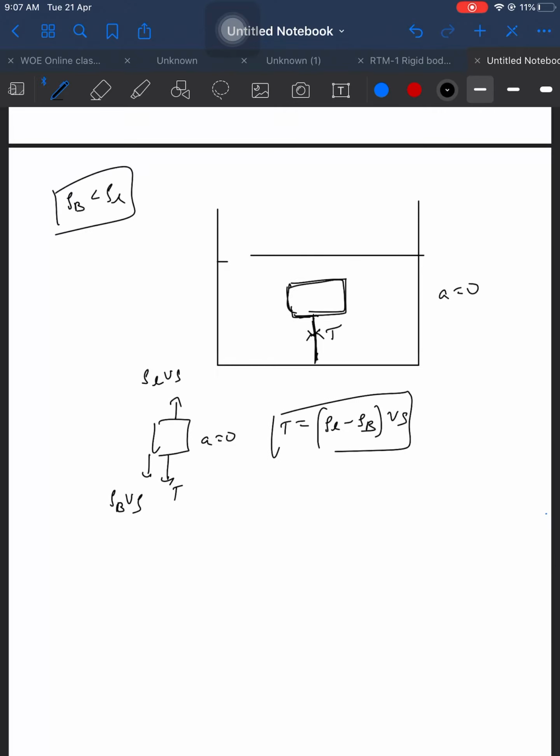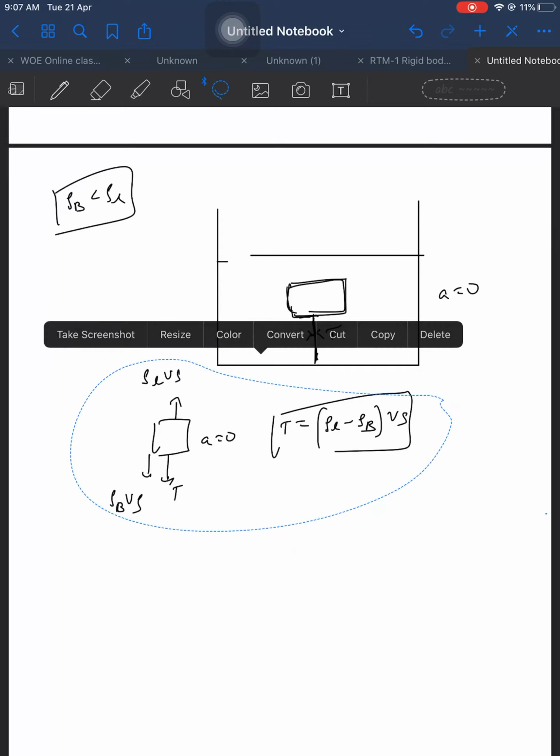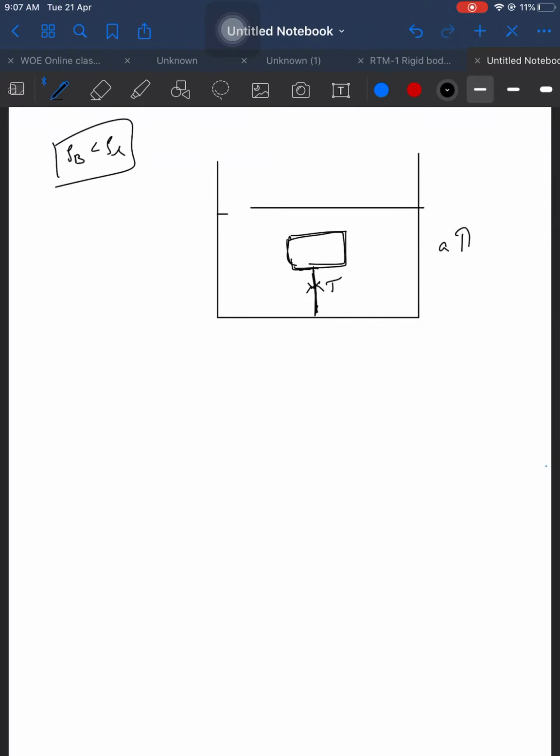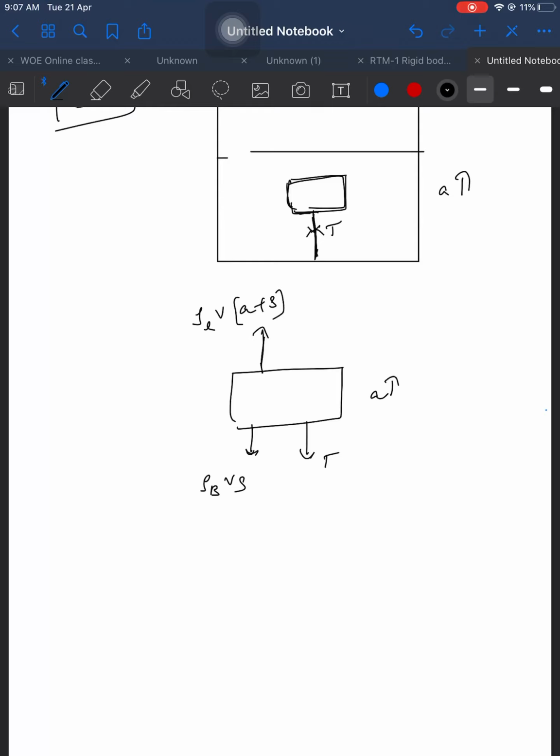Now let's consider, I am erasing this, that it's accelerating in the upward direction. If it is accelerating in the upward direction, let's draw the free body diagram. Tension T in the downward direction, and the gravitational force rho b v into g, and the upward buoyancy force is equal to rho l into v into (a plus g), since it is going upwards with acceleration a.